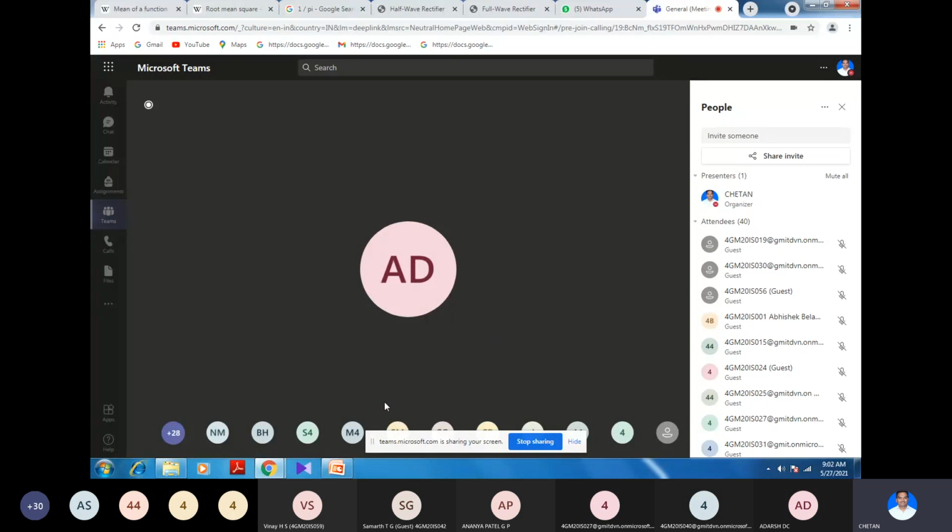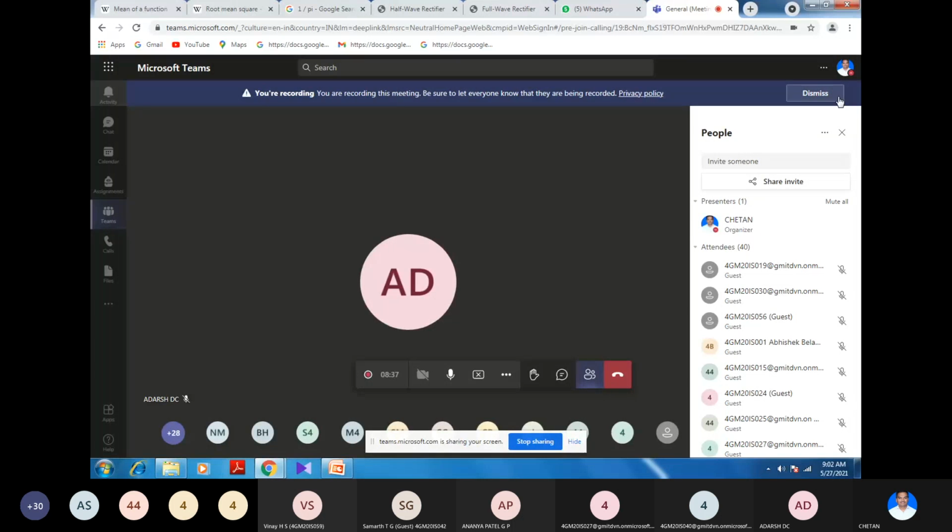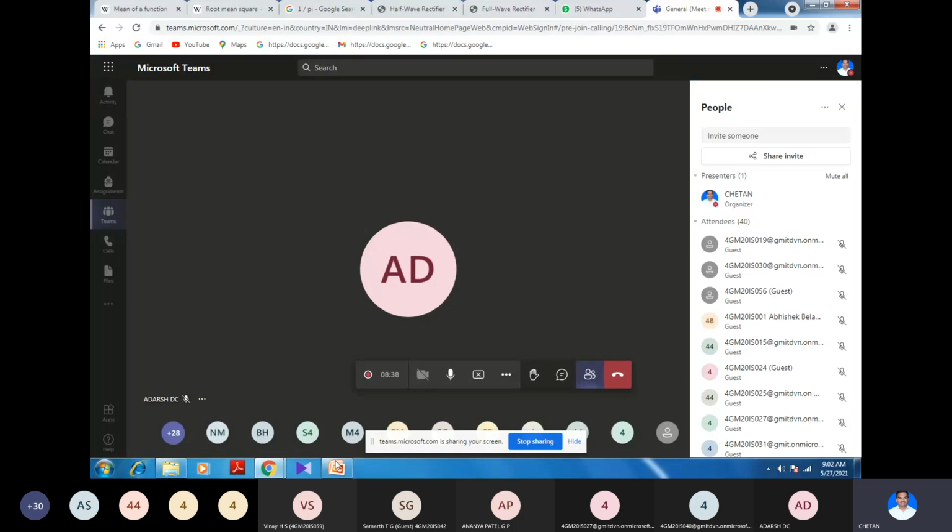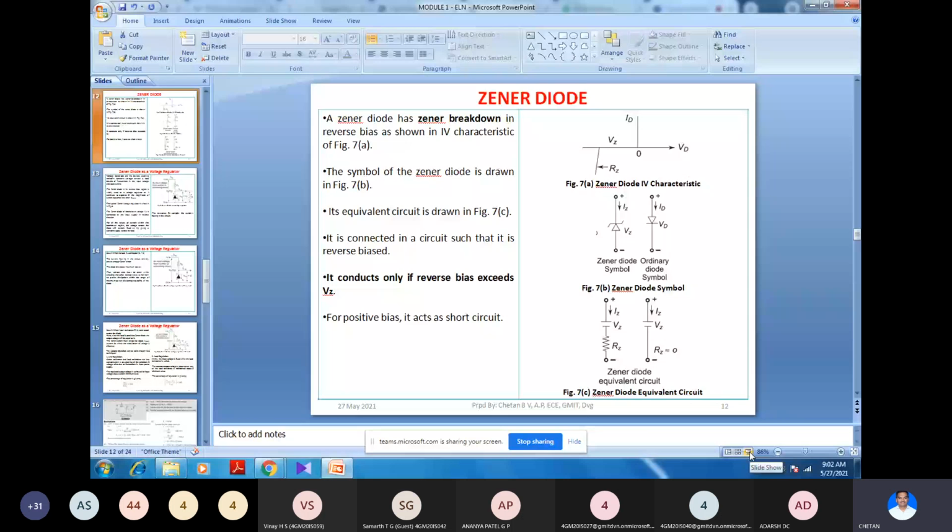Let us start today's class. Before starting today's class, let us have a recap of the previous class. In the last class, we were discussing the Zener diode.